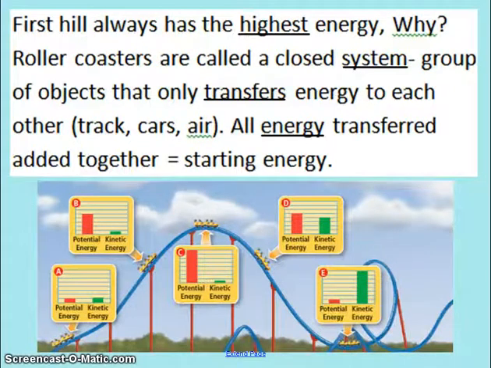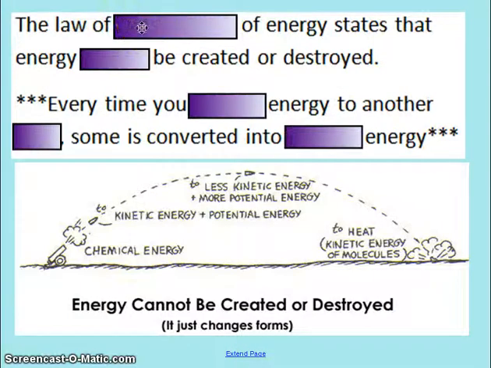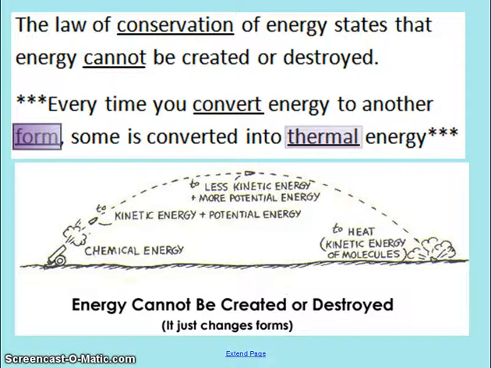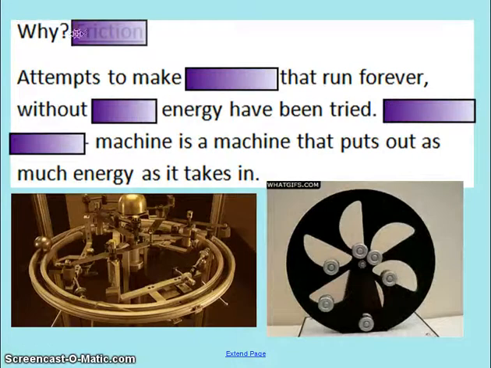The picture below shows another example similar to the video that we just saw. It shows again at point C that the highest potential energy is at the first hill. The law of conservation of energy states that energy cannot be created or destroyed. Every time you convert energy to another form, some of it is converted to thermal energy. The picture below shows this. Why? The answer is friction.